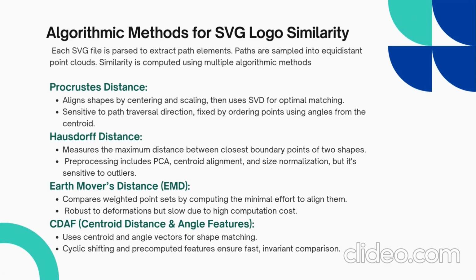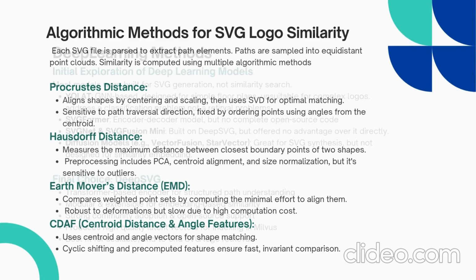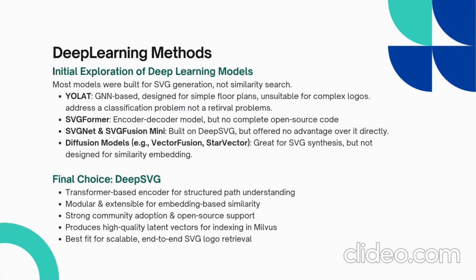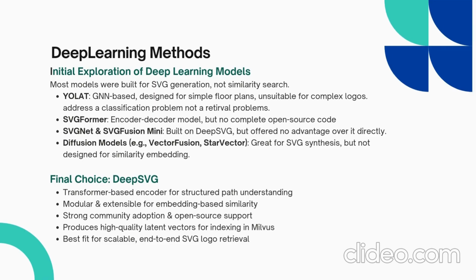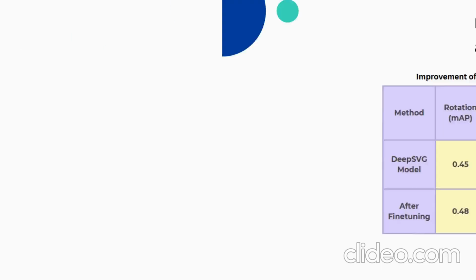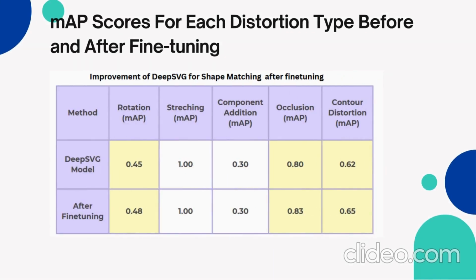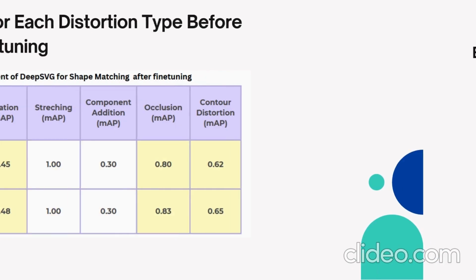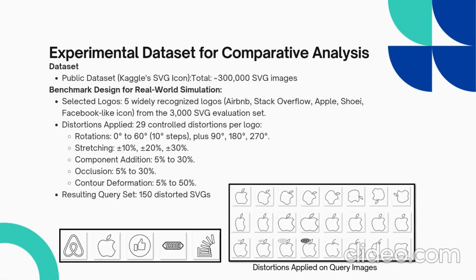We tested 4 algorithmic methods: Procrustes, Hausdorff, Earth Mover's Distance, and CDAF, each with different strengths in geometric comparison. On the deep learning side, after exploring several models, we chose DeepSVG for its powerful transformer encoder and suitability for retrieval tasks. We also fine-tuned the DeepSVG model on a large dataset of logos. As this table shows, this led to modest but consistent improvements in accuracy, especially for handling real-world distortions like occlusion and contour changes. For a fair comparison, we created a benchmark dataset.